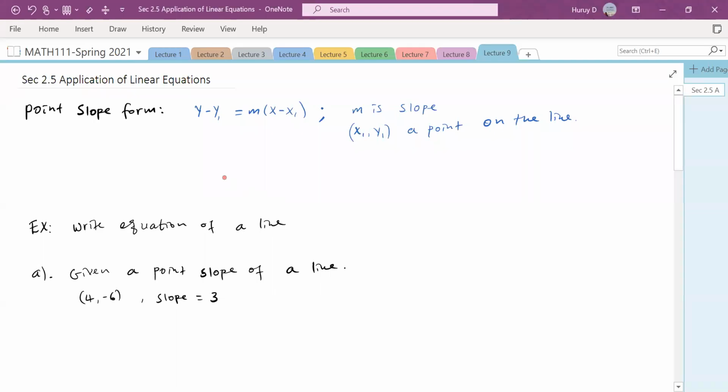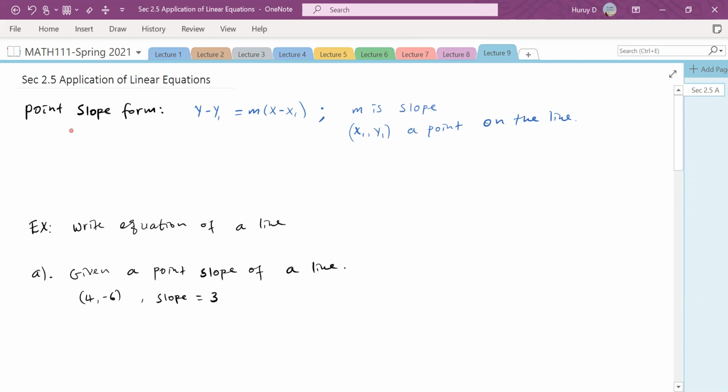Hello, everyone. So in this lecture, I will be talking about some applications of linear equations. By applications, I mean things like point slope form, and how to determine whether two lines are parallel or perpendicular, and so on and so forth. So let's dive in.